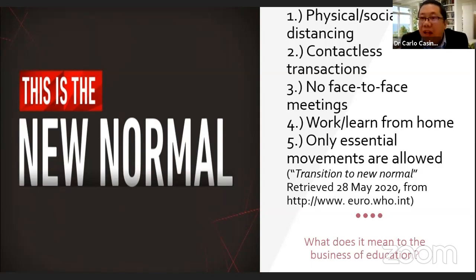And what are these behavioral indicators? 1, there is physical social distancing. Do we have that now? Yes. 2nd, contactless transactions. Are we doing it now? Yes. 3rd, no or limited face-to-face meetings. Do we have it now? Yes. 4, work, learn from home. Are we doing it now? In fact, we're doing it now, actually. So it's a big yes. And 5, only essential movements are allowed.